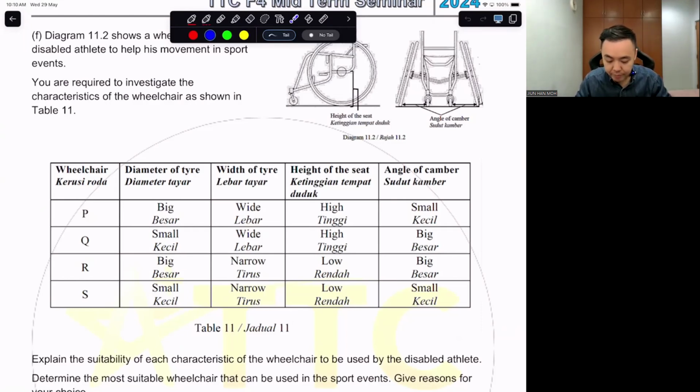How many? 14, where got so much? Hello. 2.1, 2.2, 2.3, 2.4, 2.5, 2.6. Altogether, how many?